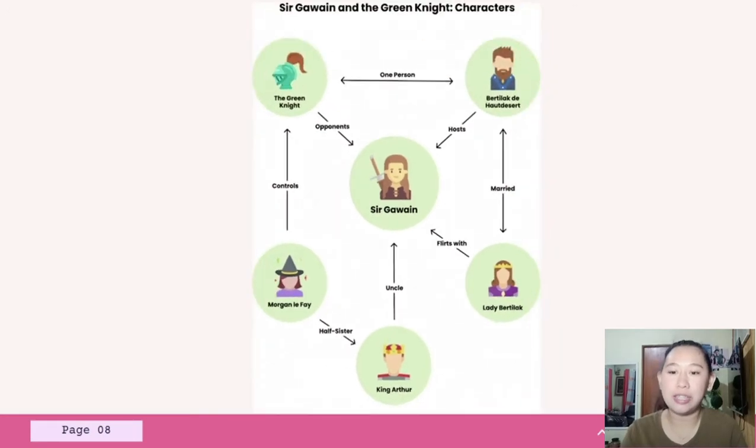Overall, we can see that Sir Gawain is in the center because he is the main character in the poem. In the upper left corner, we have the Green Knight, who is his opponent. On the other hand, in the upper right corner, we have Bertilac of Hautdesert. He is the host, and Bertilac and the Green Knight are the same person. While Lady Bertilac is married to Bertilac of Hautdesert, she still flirts with Sir Gawain. Morgan Le Fay is the mastermind in the poem. She controls everything. She is a half-sister of King Arthur, and King Arthur is the uncle of Sir Gawain. That's why Morgan Le Fay becomes the aunt of Sir Gawain.